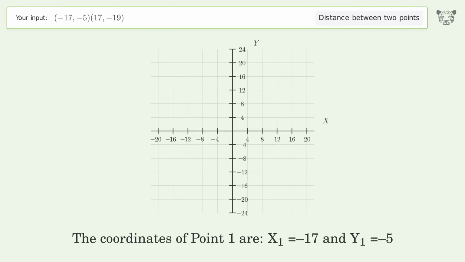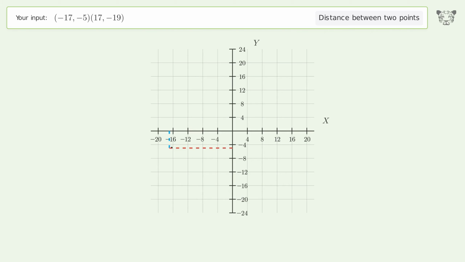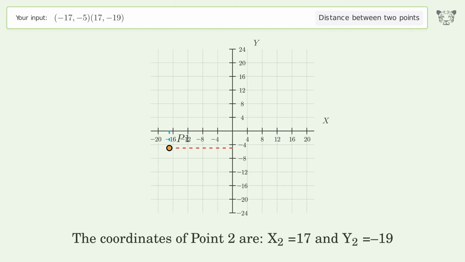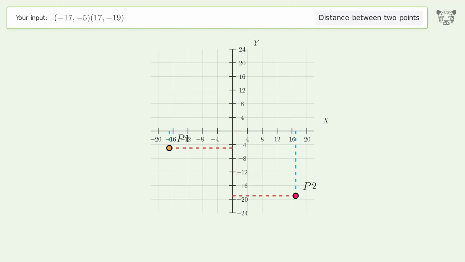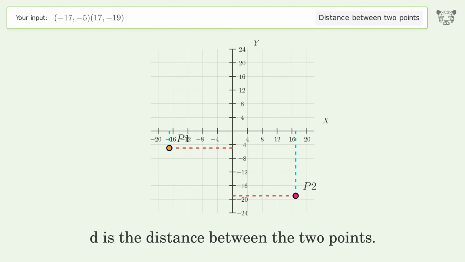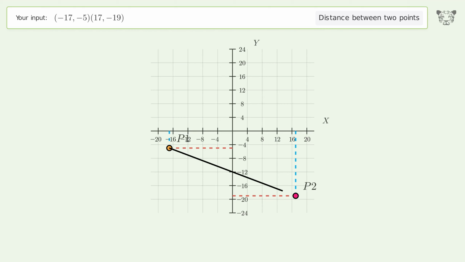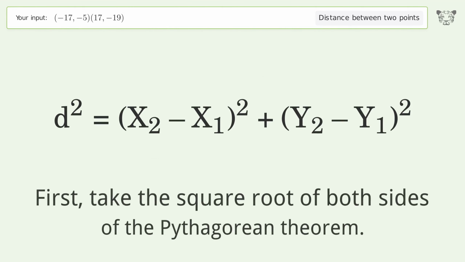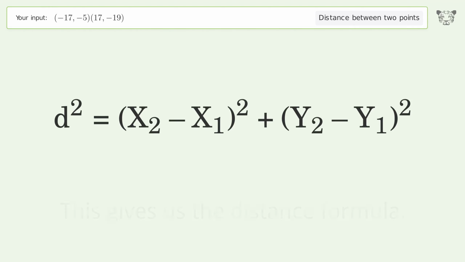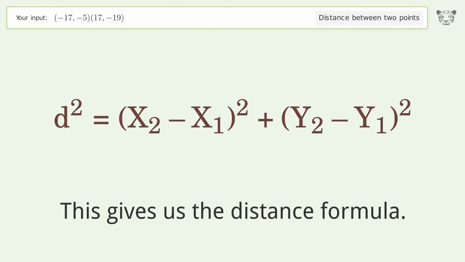The coordinates of point 1 are, x1 equals -17 and y1 equals -5. The coordinates of point 2 are, x2 equals 17 and y2 equals -19. D is the distance between the 2 points. First, take the square root of both sides of the Pythagorean theorem. This gives us the distance formula.